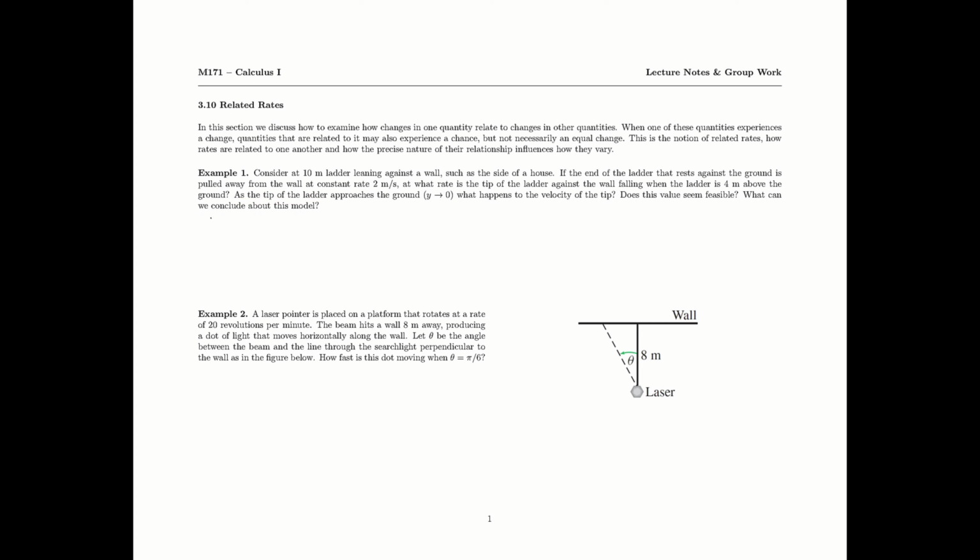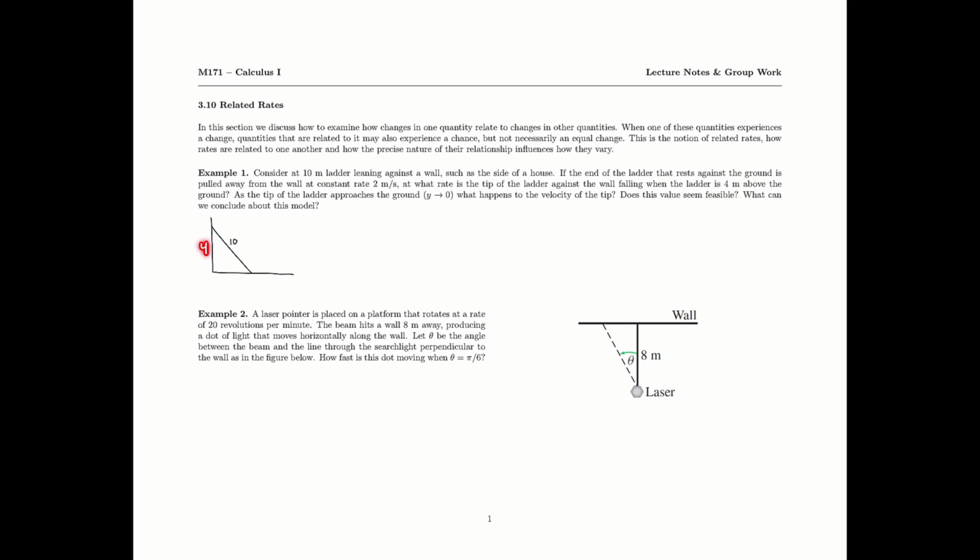So let's say we have a wall of a house and then the ground, and then we've got a ladder leaning against it. Now, this ladder is 10 meters, so I can go ahead and label that with a 10. And then it might be tempting to label this distance as 4 because we are interested ultimately at the moment in time when the ladder is 4 meters above the ground. So this 4 is going to be used in the problem.